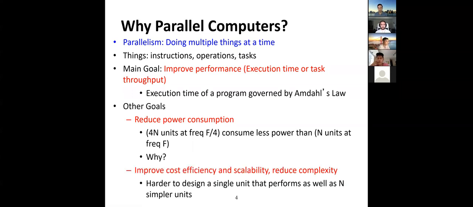Another important goal in terms of improving performance is improving cost efficiency and scalability by reducing complexity. It's harder to design a single unit that performs as well as n simpler units. So smaller wimpy nodes are easier to design, and that plays a role. And obviously cost efficiency and scalability in designing chips. There are all these trade-offs. Computer architecture is full of trade-offs. You're always going to trade one for another. It's rarely going to win in all possible dimensions.